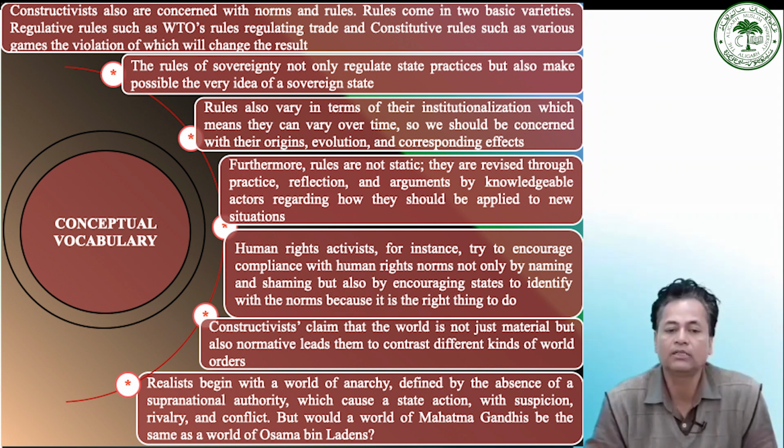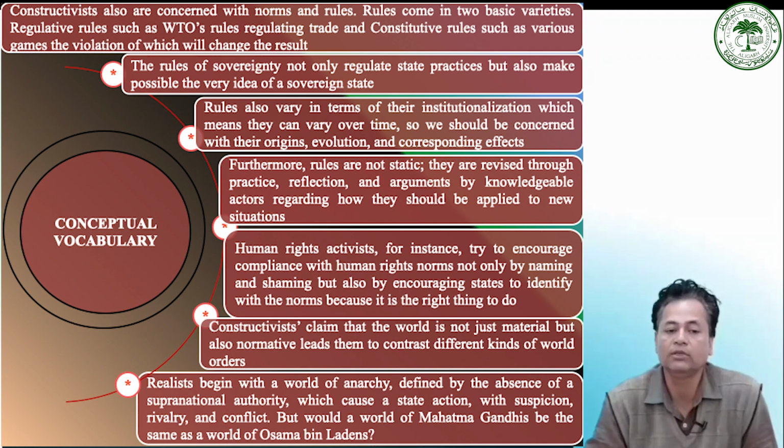Constructivists claim that the world is not just material but also normative, because it leads them to contrast different kinds of world order. So the basic argument of the constructivists, as I said in the beginning, is that they are not just concerned about the material factor; they also consider that the world is composed of normative factors, and that leads them to understand different kinds of world order differently. On the basis of these normative ideals, you can understand different kinds of world orders.